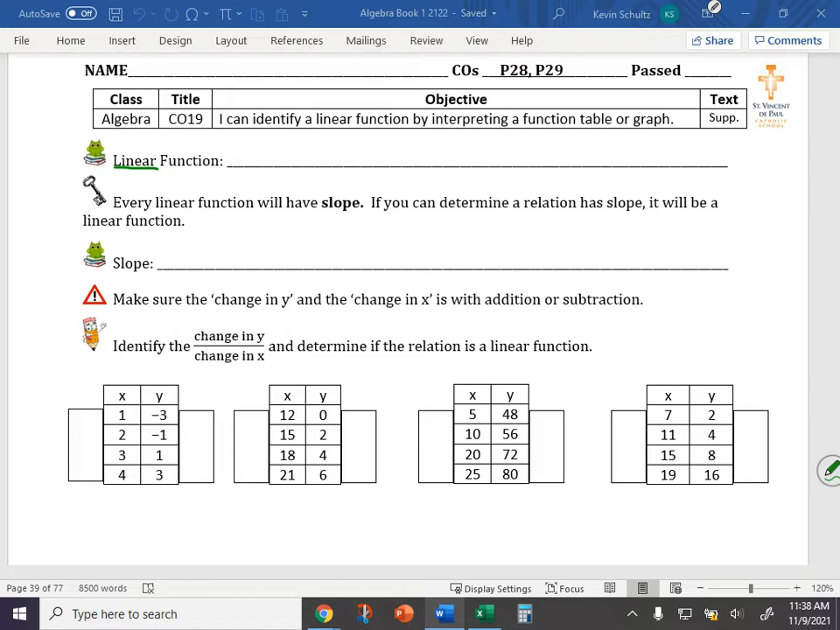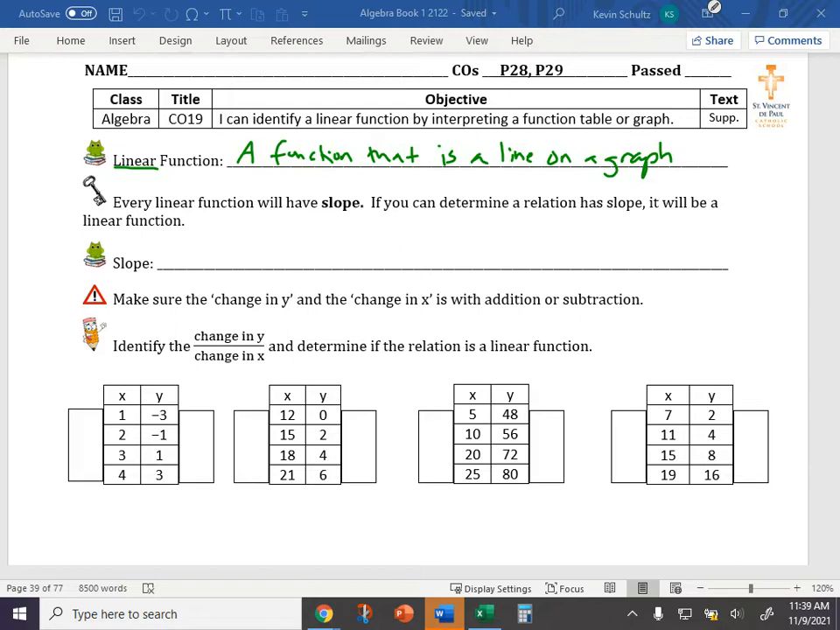It's a line. A linear function is a function that is a line on a graph.